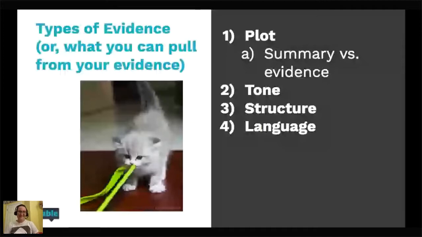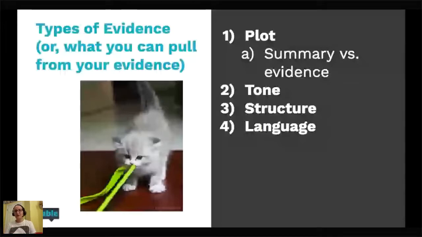For plot, oh man, you already probably know plot summary is not great. But sometimes a piece from a poem or a piece from a prose piece is going to prove your point. It's going to be a piece of evidence. What you don't want to do is feel like you have to explain the entire plot of a poem or a story. You can just explain what is happening in one sentence, use that as evidence, and explain how that goes back to your thesis. As long as you're doing that, it is okay to use plot in order to prove a claim.